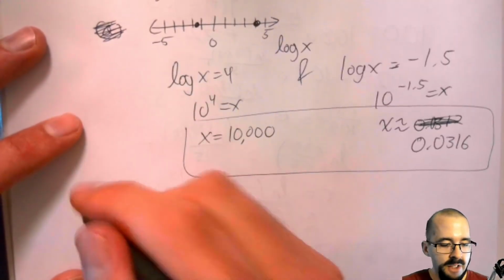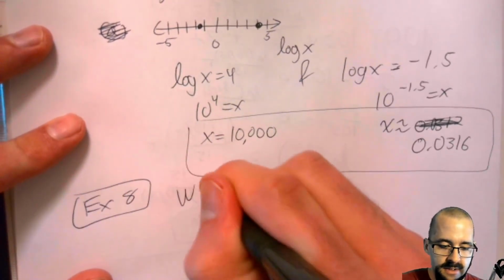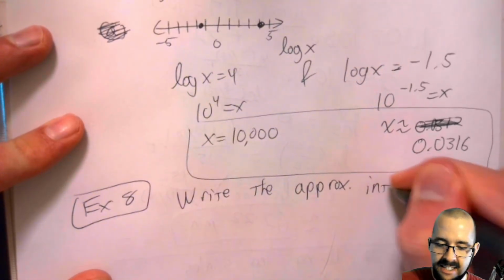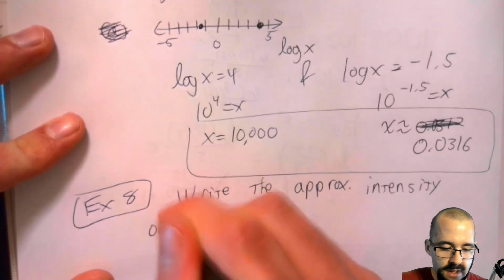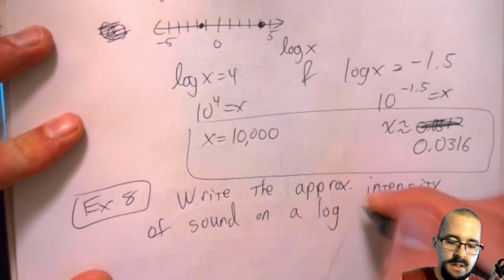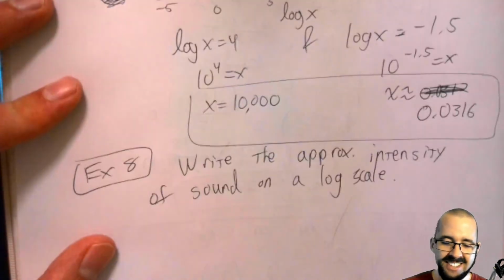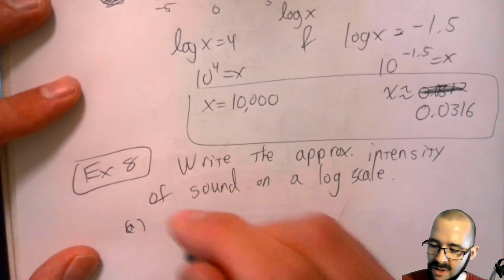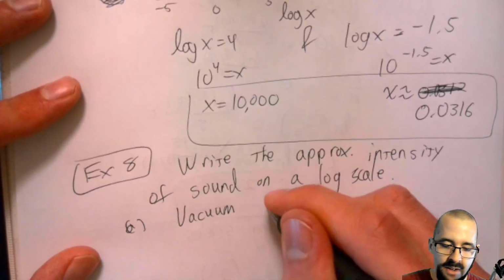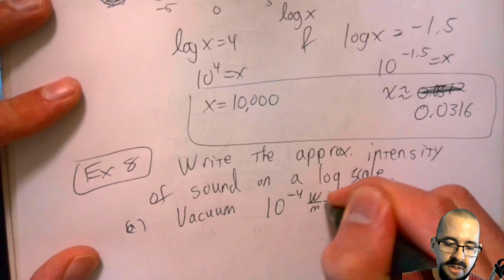All right. The last thing that you're going to have to do for the homework assignment is write the approximate intensities of sound on a log scale. I wrote sail again. I had to put the C back in there again. Part A is going to be the sound of a vacuum cleaner. And that's going to be with intensity 10 to the negative 4 W over M squared.